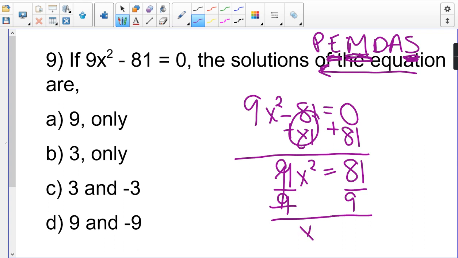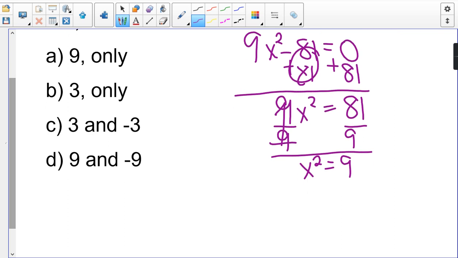And then I have x squared is equal to, well, what's 81 divided by 9? That would be 9. And lastly, I want to get rid of that square, that 2, that exponent. So I'm going to take the square root. And remember, when you're taking the square root, you should be taking the positive and negative root.